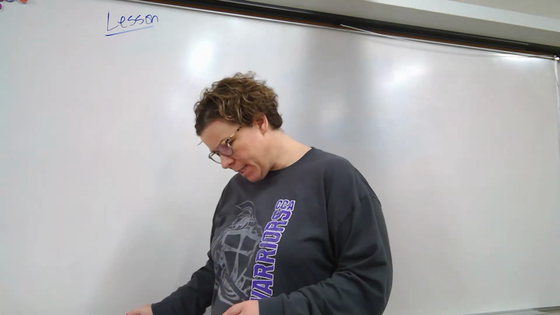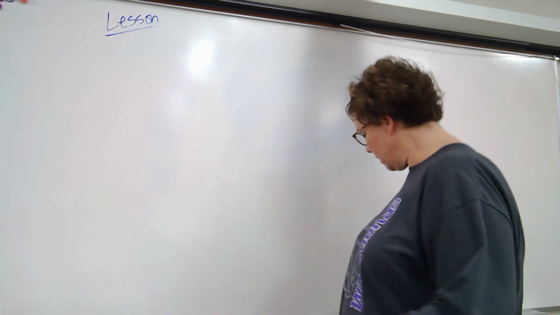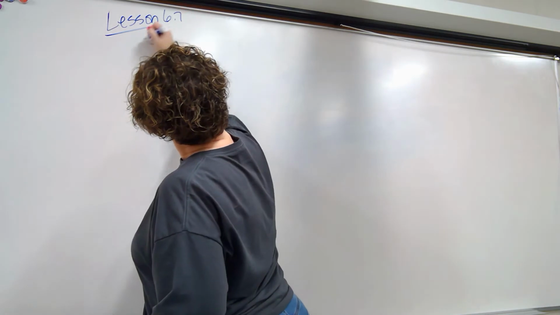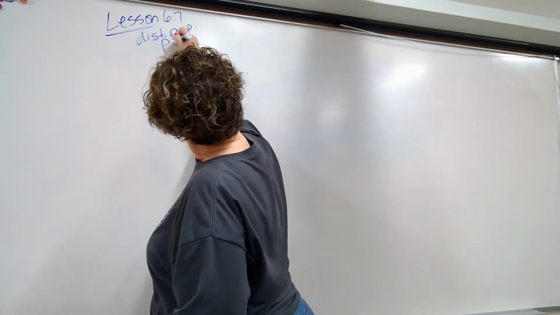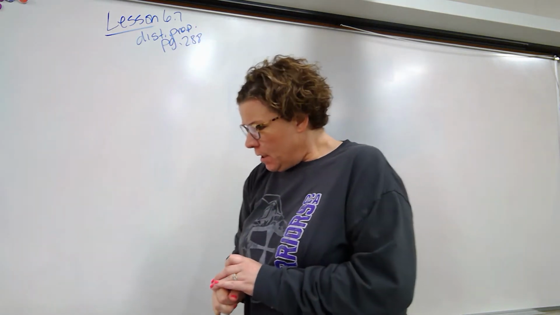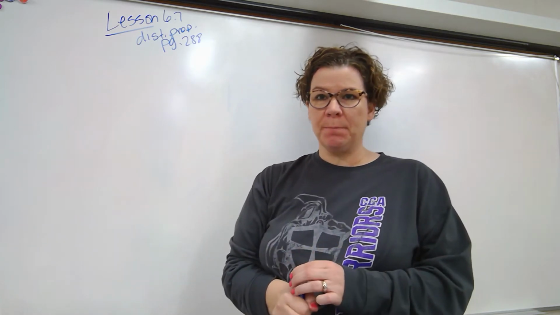Everybody, we are on page 288 in the book. Make sure and have your book open. 288, this is 6.7, the distributive property. Page 288. Okay.